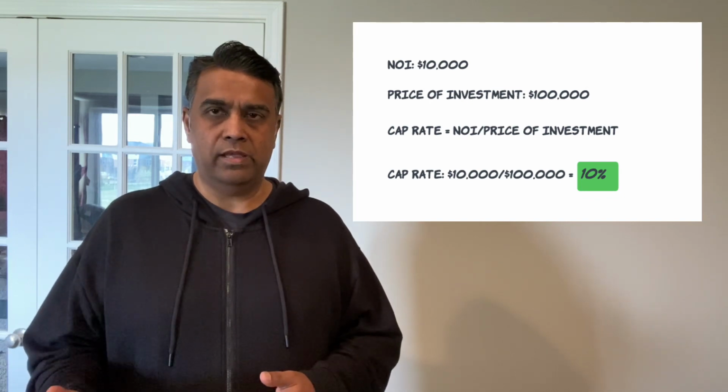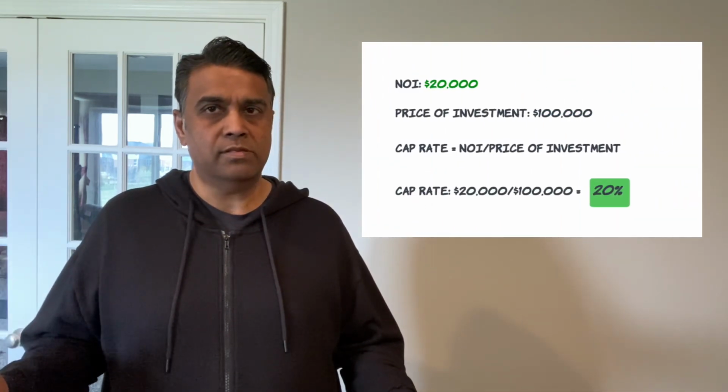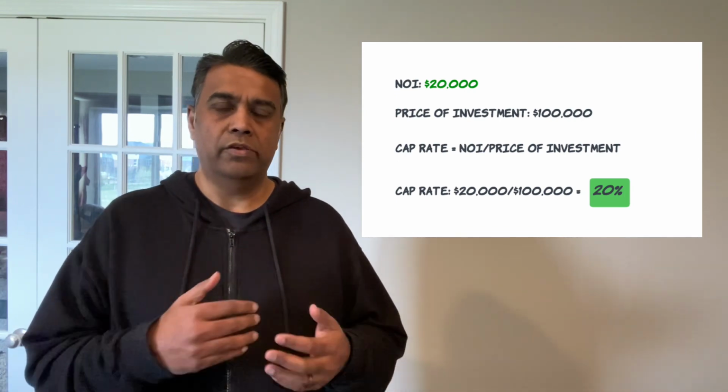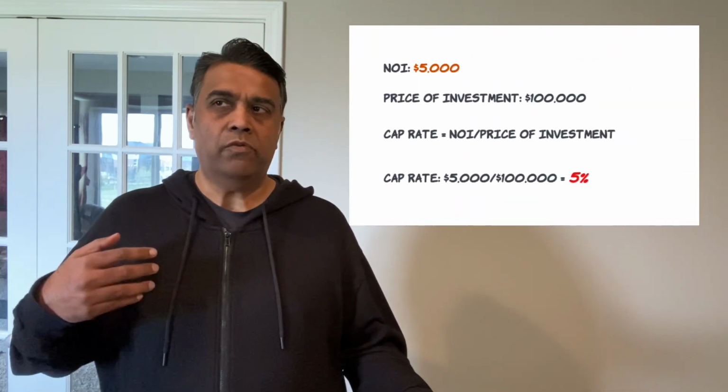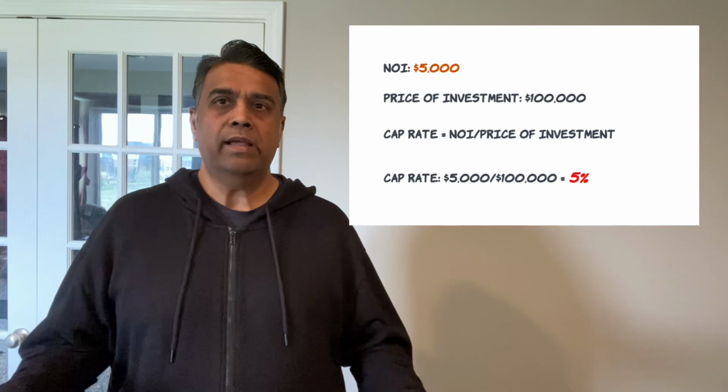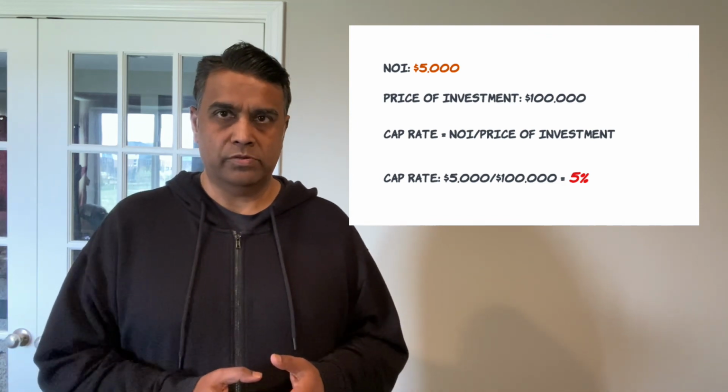Conversely, if you got $20,000 as NOI and your sale price is still $100,000, then your cap rate in this case will be 20%. And in the same way, if you got $5,000 as your NOI for a price of $100,000, in this case, your cap rate becomes 5%.